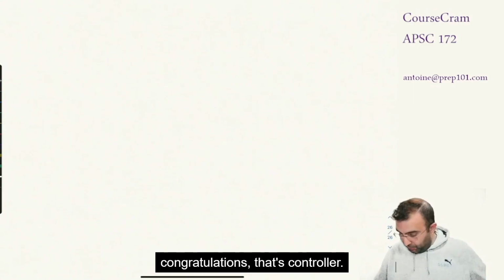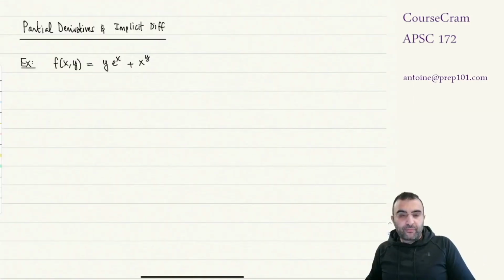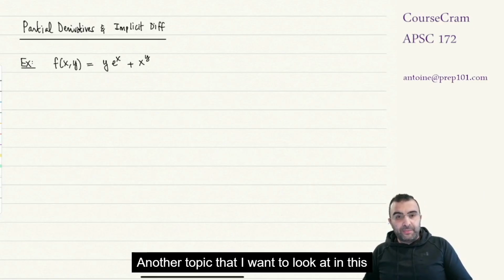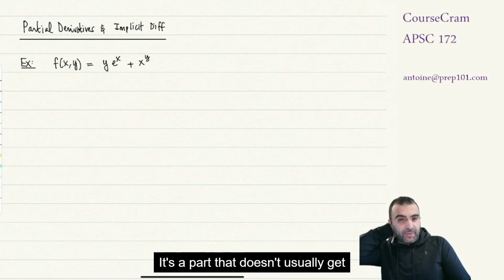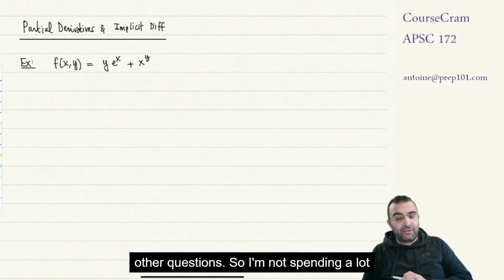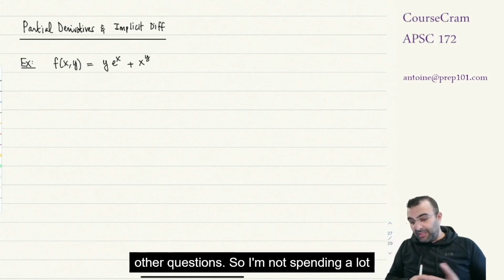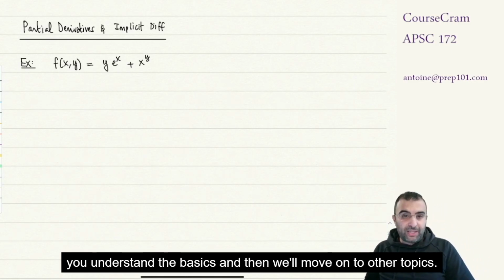Congratulations, that's contour maps. Another topic that I want to look at in this part is the partial derivatives and implicit differentiation. It's a part that doesn't usually get asked directly on tests. It's asked indirectly through other questions, so I'm not spending a lot of time on it. I'm just going to cover it with you to make sure you understand the basics, and then we'll move on to other topics.